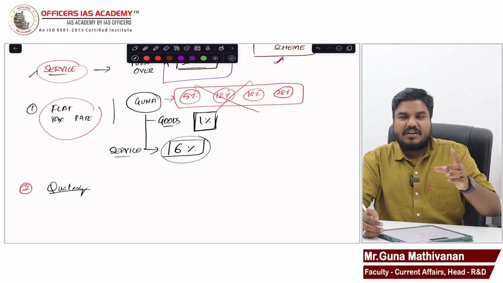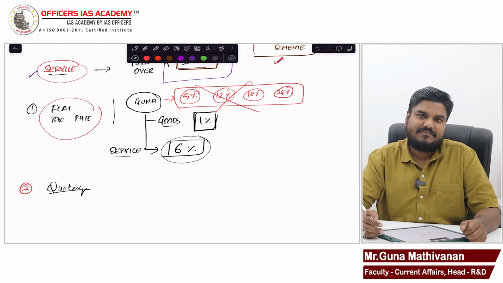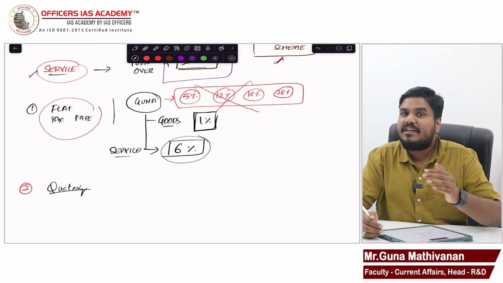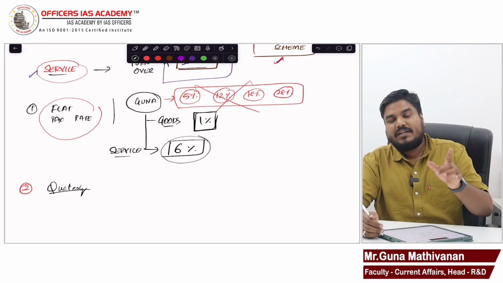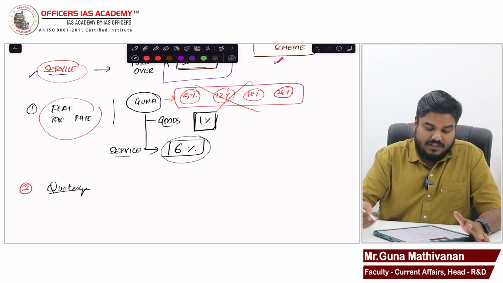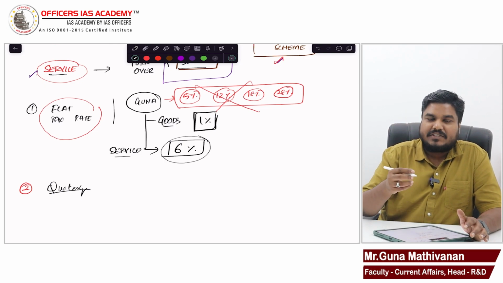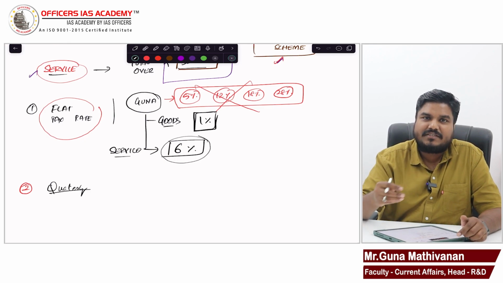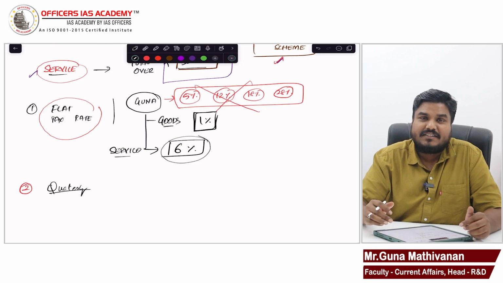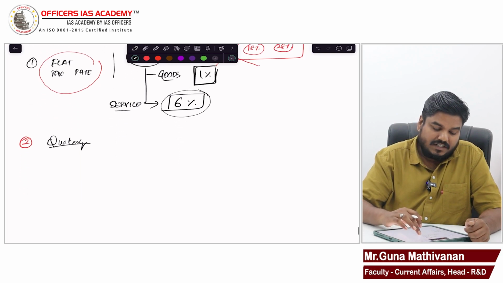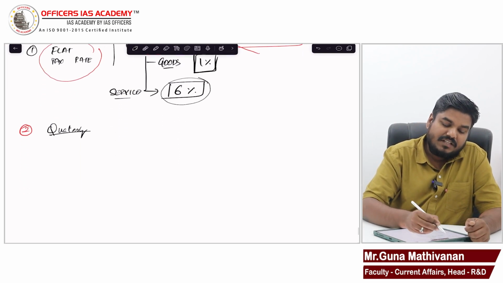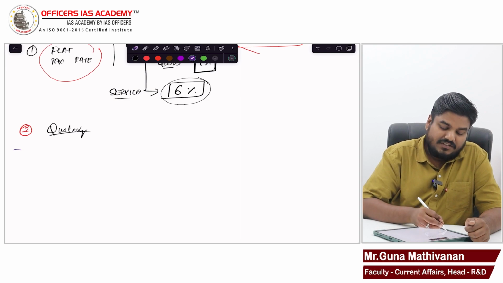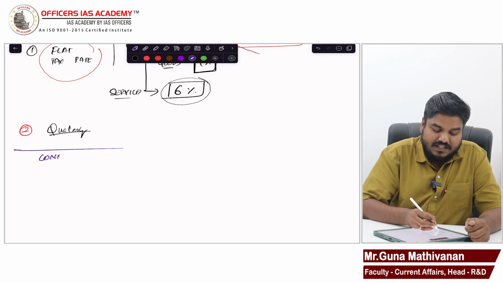So the multiplicity of tax rate problem is addressed. I need not file taxes every month. I can file once in 3 months. So this composition scheme is actually making life easier for small GST payers. That is the idea. But however, this also comes up with certain conditions.